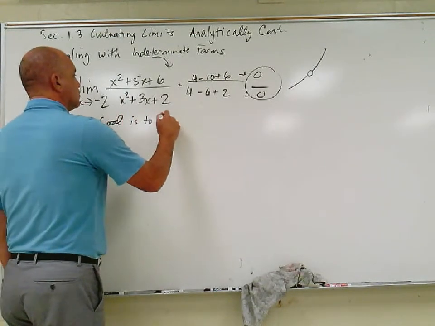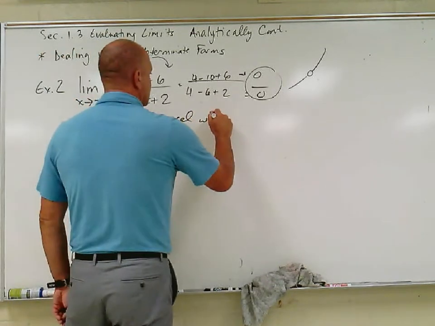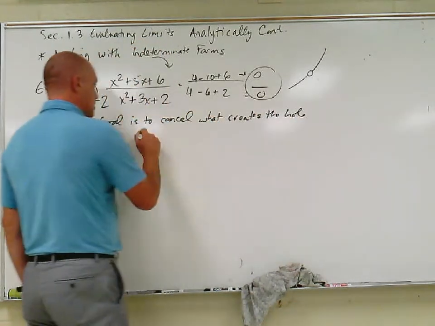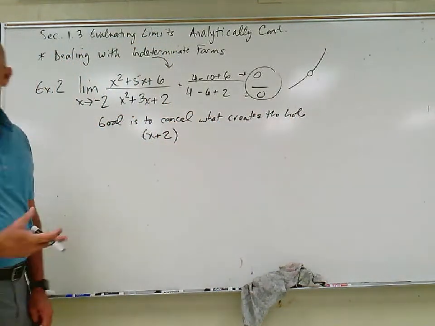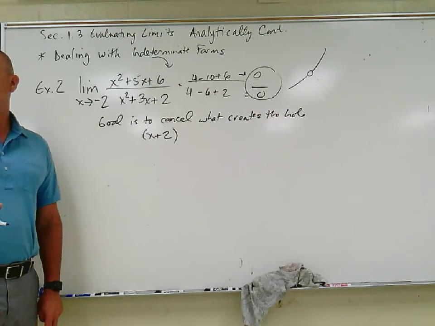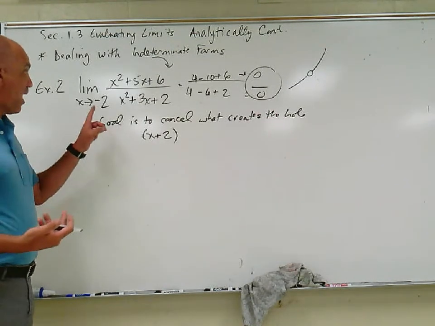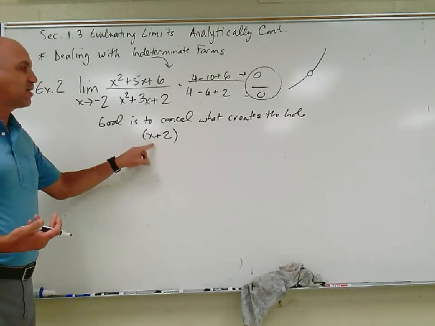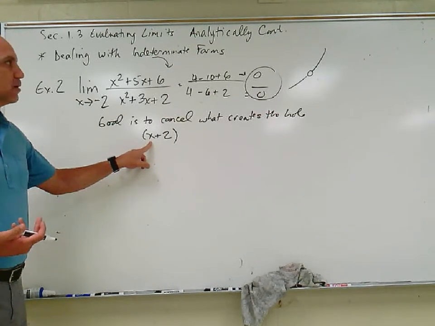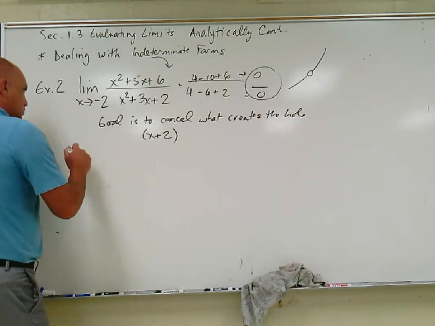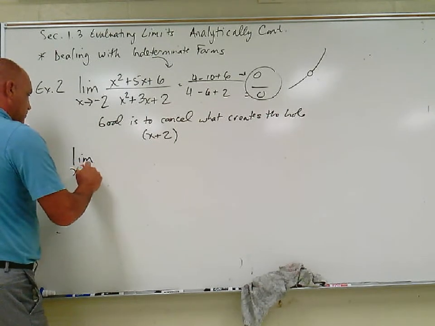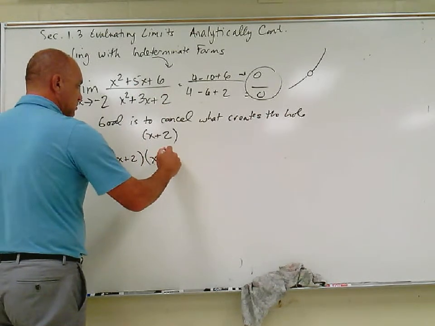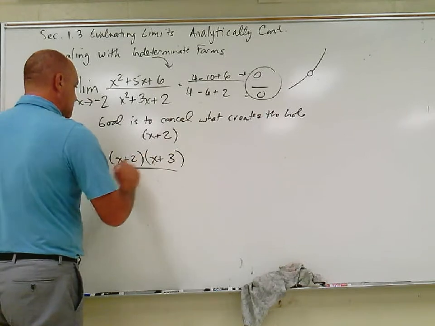is to cancel what creates the hole. And I already know it has to be an x plus 2 factor. What is telling me that it's an x plus 2 factor? There's a hole at x equals -2, so it has to plug in and create 0 somehow. So I know I have to cancel this factor that will get rid of the hole. Okay? So now we're going to factor it. Both of those quadratics should factor with an x plus 2.